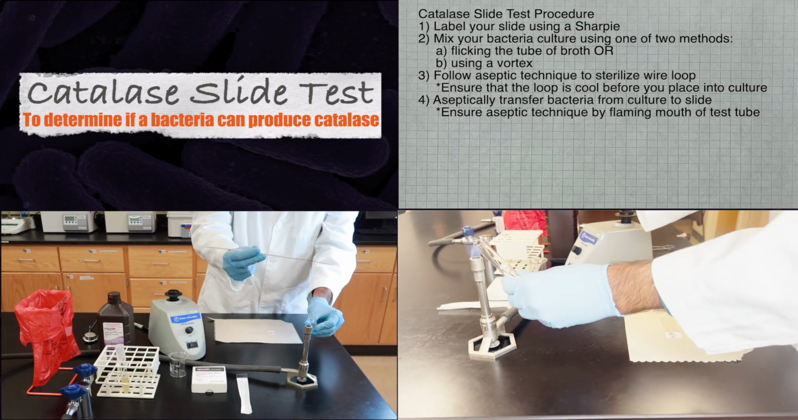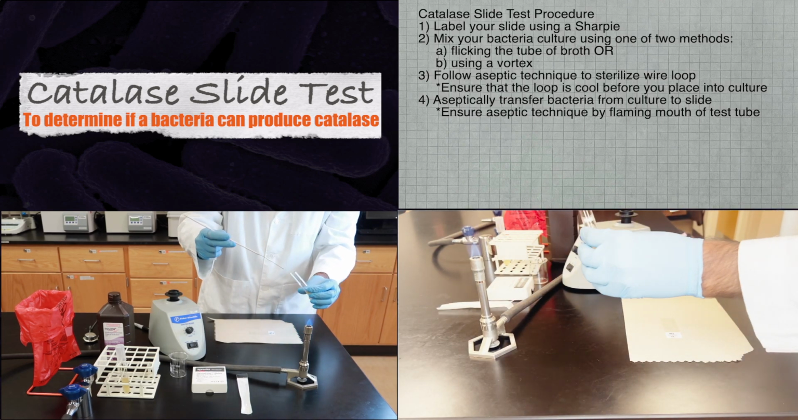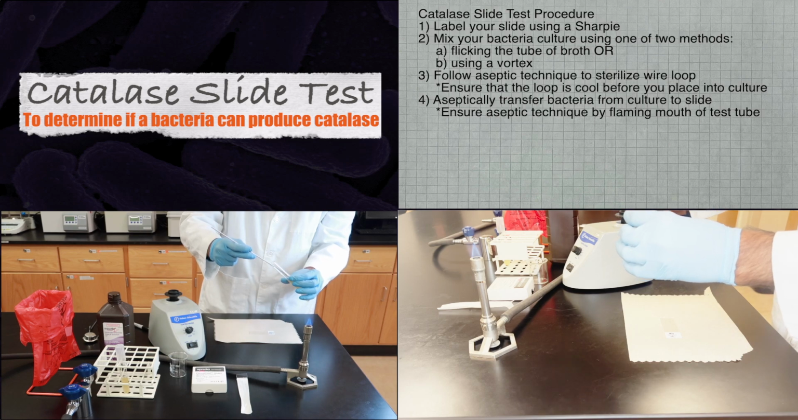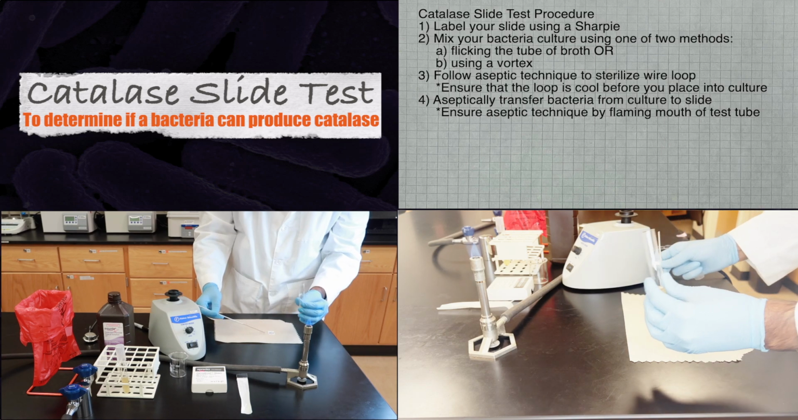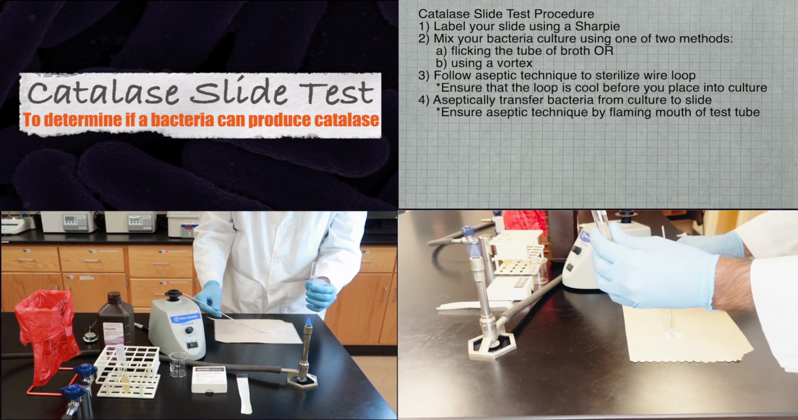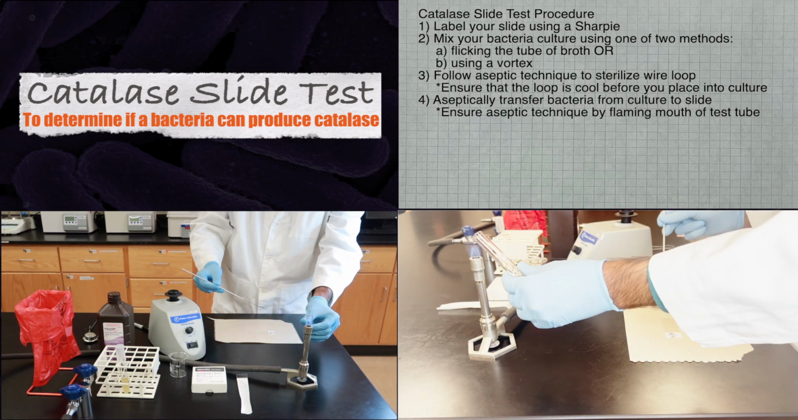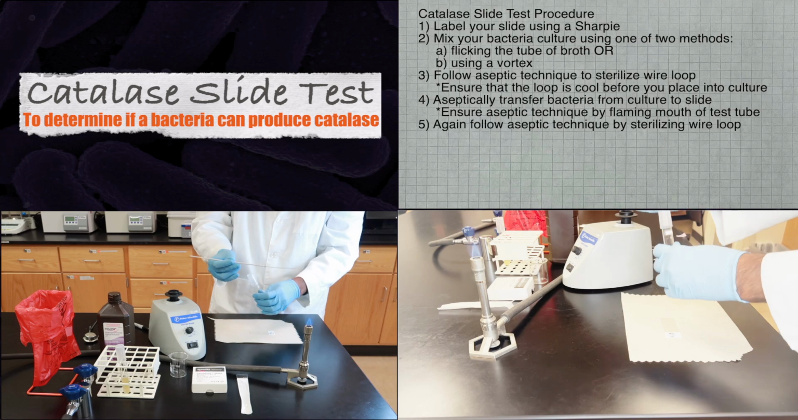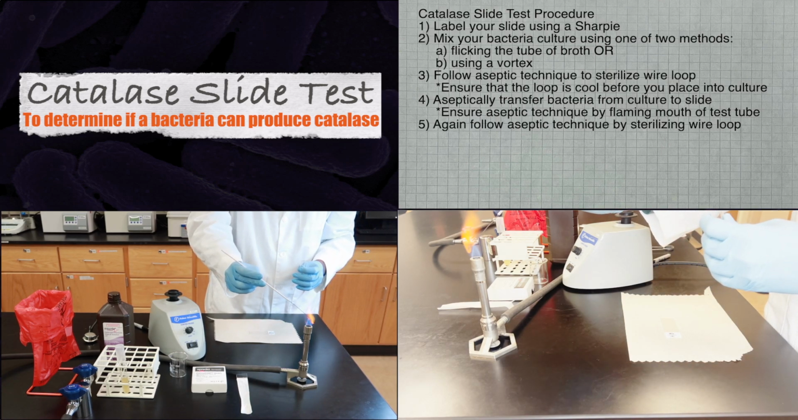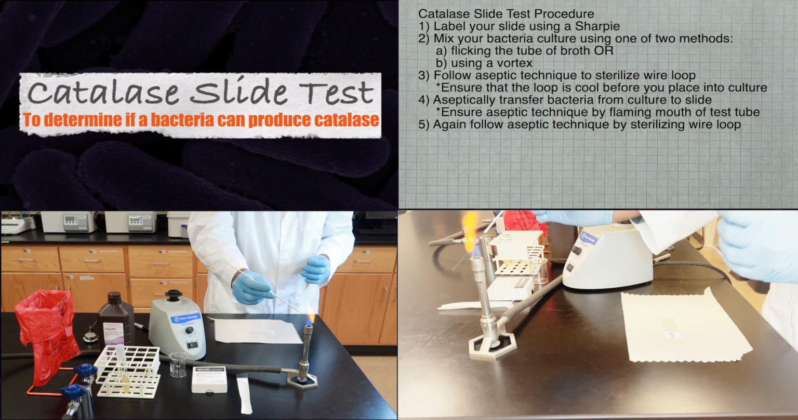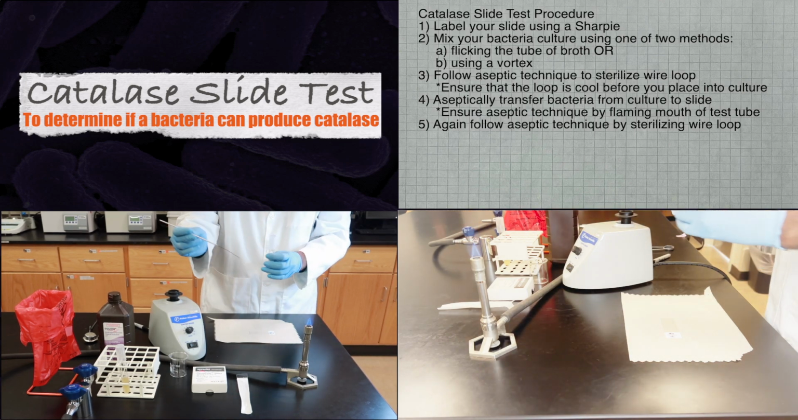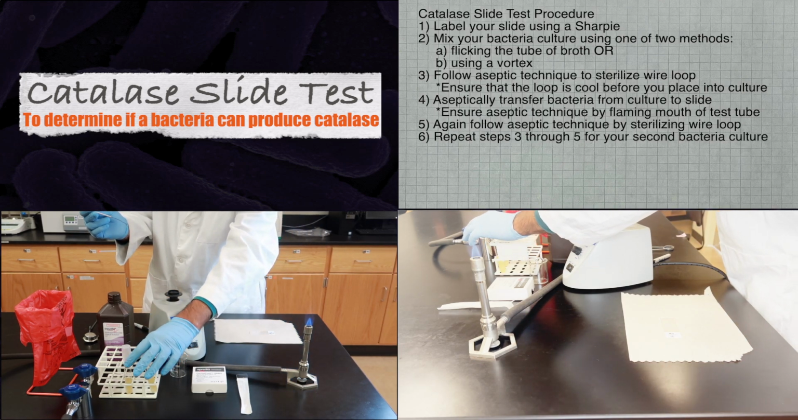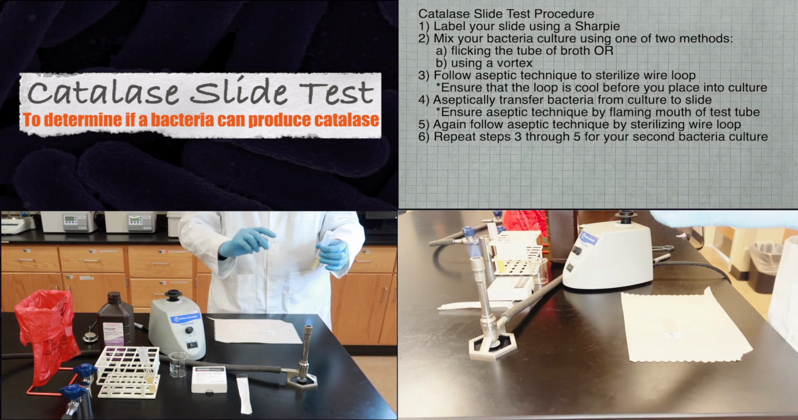Next, aseptically transfer bacteria from culture onto the slide. And please ensure that you follow aseptic technique by flaming the mouth of the test tube. Once again, please follow aseptic technique by sterilizing the wire loop. Then, repeat steps 3 through 5 for your second bacteria culture.